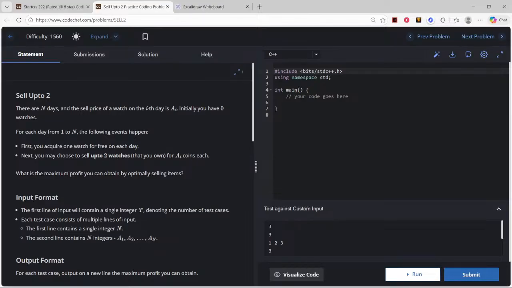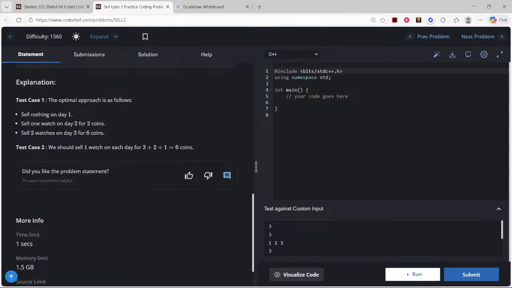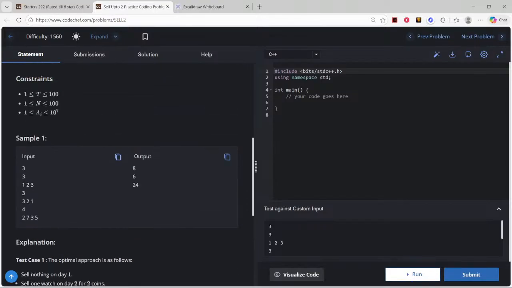Maximum profit. Input format: the input has constant T, 100.